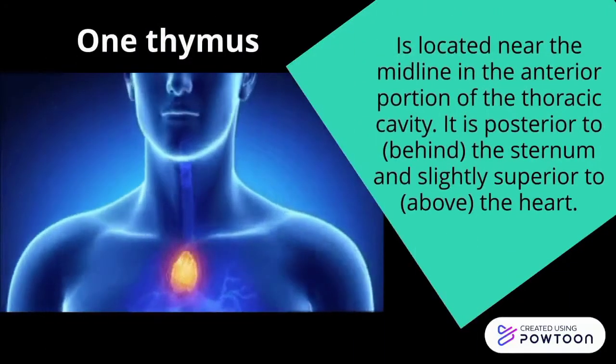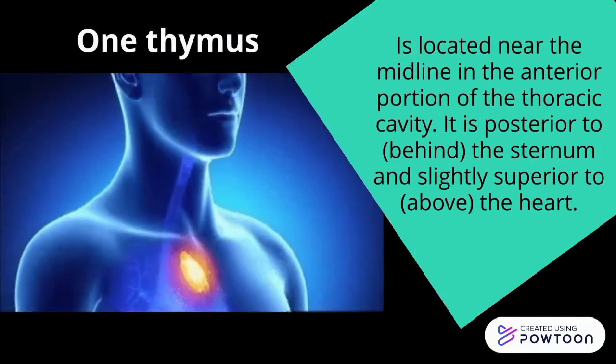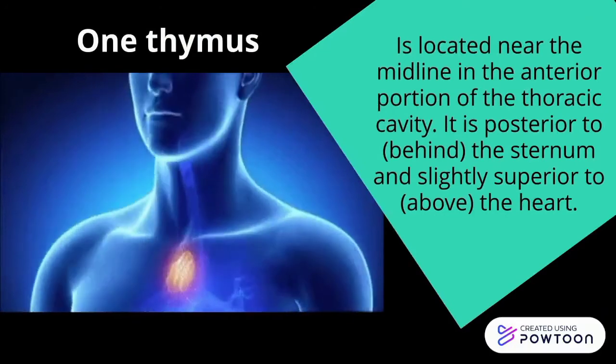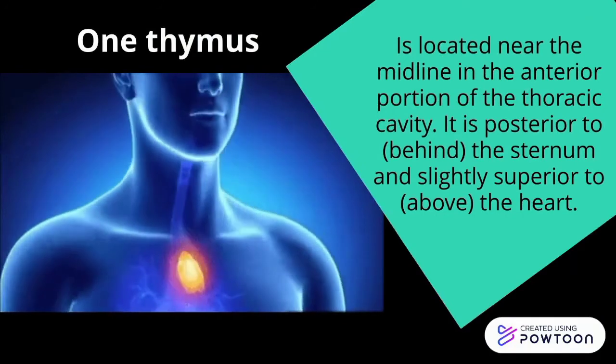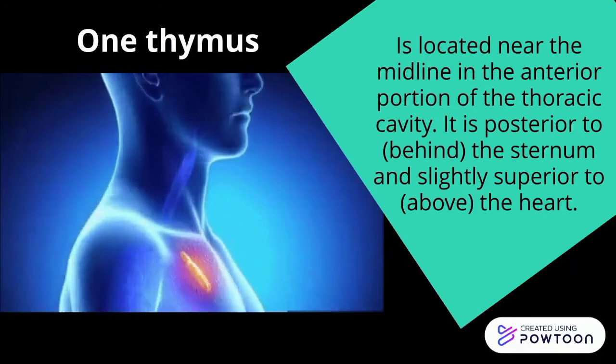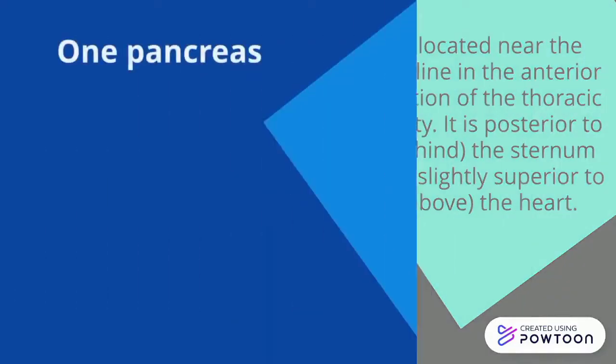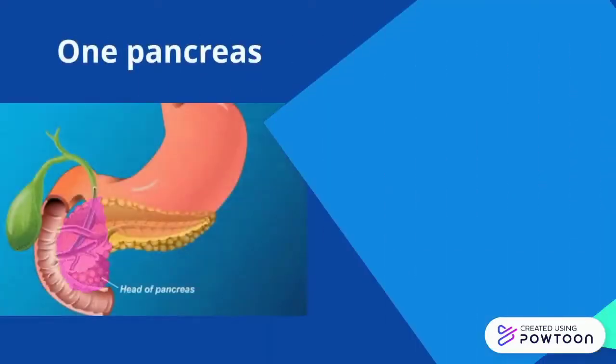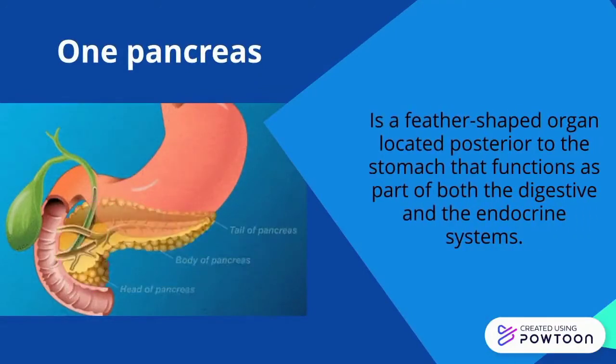5. Thymus is located near the midline in the anterior portion of the thoracic cavity. It is posterior to, behind, the sternum and slightly superior to, above, the heart. 6. Pancreas, pancreatic islets, is a feather-shaped organ located posterior to the stomach that functions as part of both the digestive and the endocrine systems.